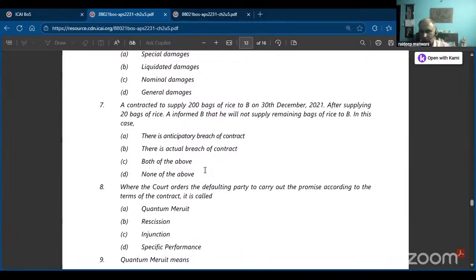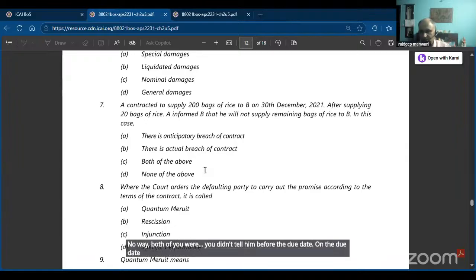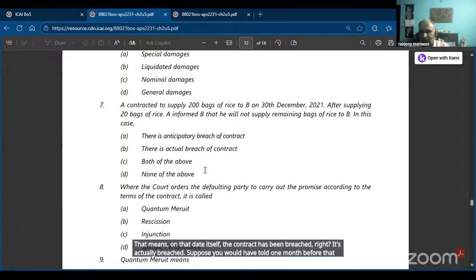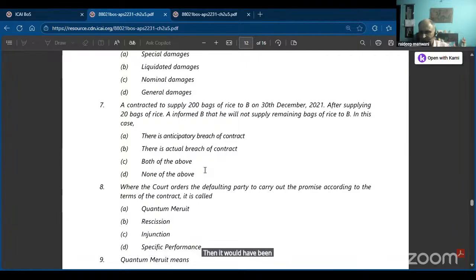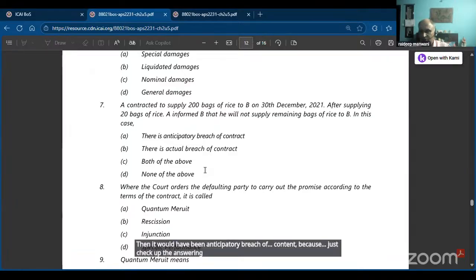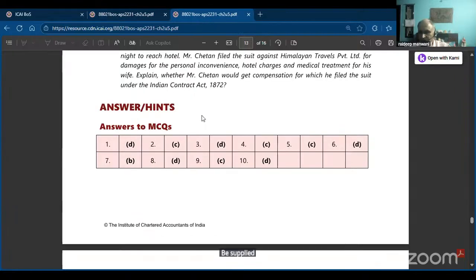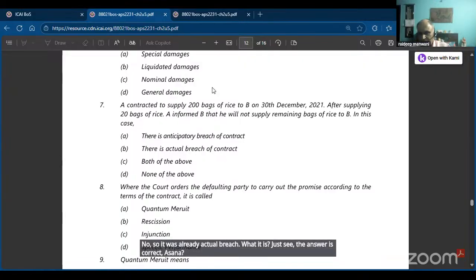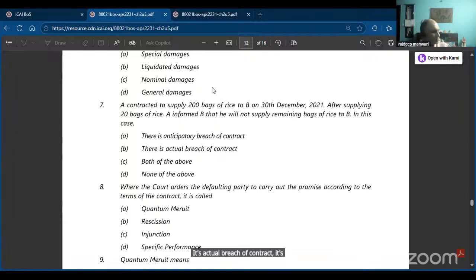No, why? He didn't tell it before the due date. On the due date only, he supplied 20 bags. There is actual breach of contract. Suppose he supplied 20 on the due date and then didn't supply 180, that means on that date itself the contract has been breached. It's actual breach. Suppose he would have told one month before that I'm not going to supply, then it would have been anticipatory breach of contract. Just check the answer, Sana. Yes, sir, it's correct, actual breach of contract. It's not both.